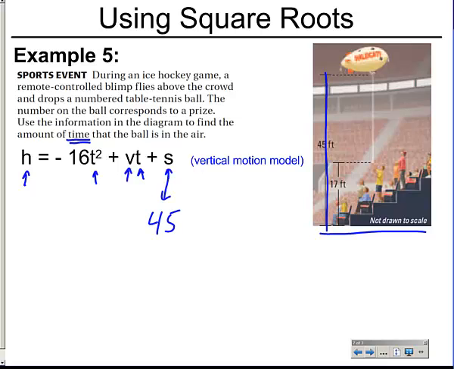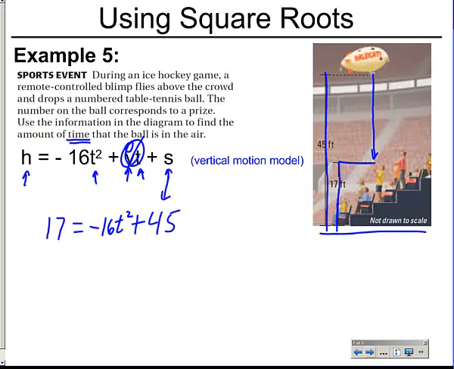Now the blimp is just going to drop the ball. It's going down. It's not throwing the ball up. So my initial upwards velocity would be 0. So 0 times t makes this entire term 0, so I drop that out of the problem. I'm going to bring over my negative 16 t squared. The ball does not drop all the way to the ground, so my h is not 0. My ball is caught 17 feet above the ground, so the final height of the ball is going to be 17.